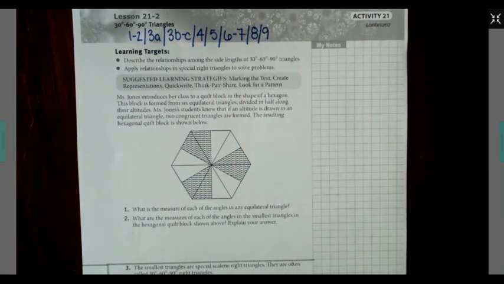Let's go ahead and take a look at the beginning. Again, recall that we had this Miss Jones from the previous lesson. And here it says, Miss Jones introduces her class to a quilt block in the shape of a hexagon. This block is formed from 6 equilateral triangles divided in half along their altitudes.